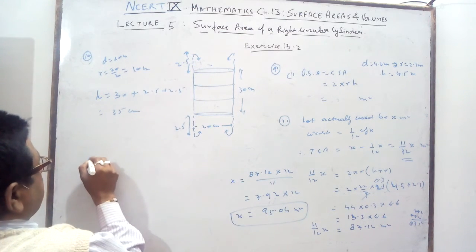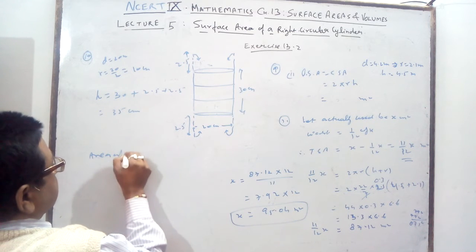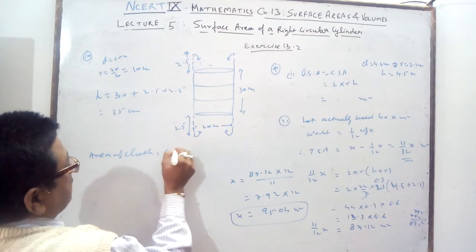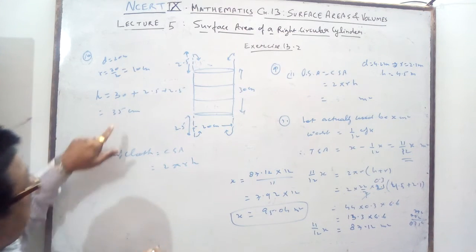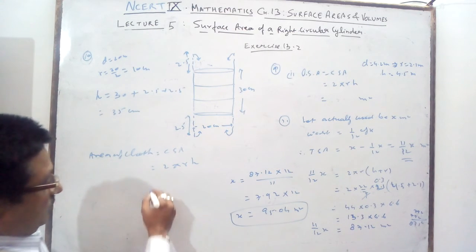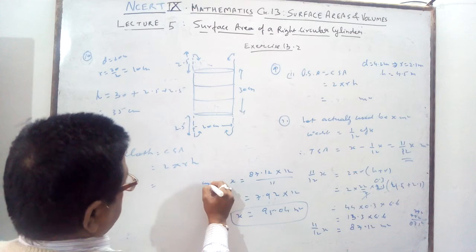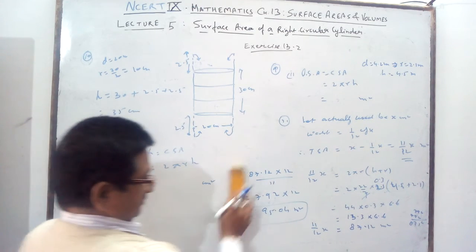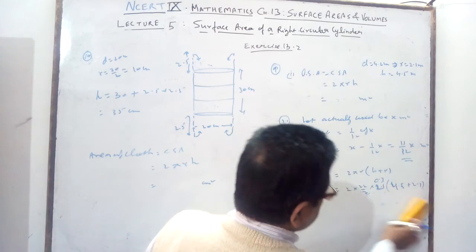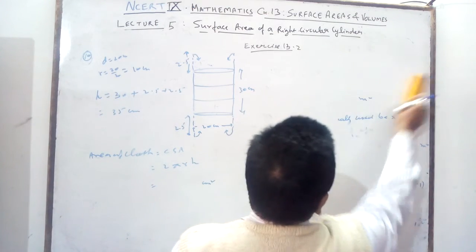So, area of cloth is equal to CSA, 2 pi r h. What is the h? 35, not 30. You will calculate, and you get the centimeter square of cloth needed. Very simple.